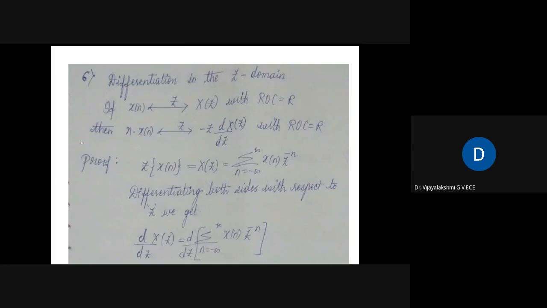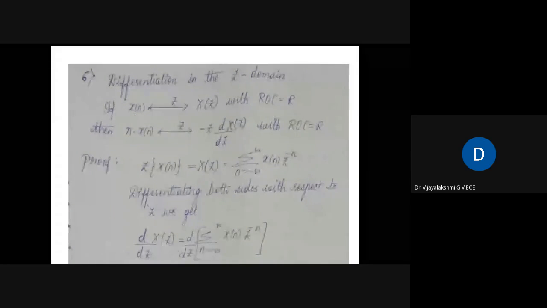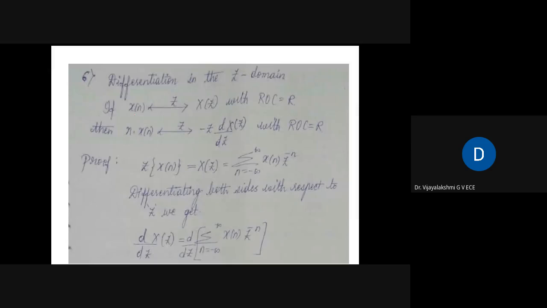So I have a sequence x of n whose z transform is x of z. So I say when x of n and x of z form a z transform pair with ROC equal to R, then I'll go this way.